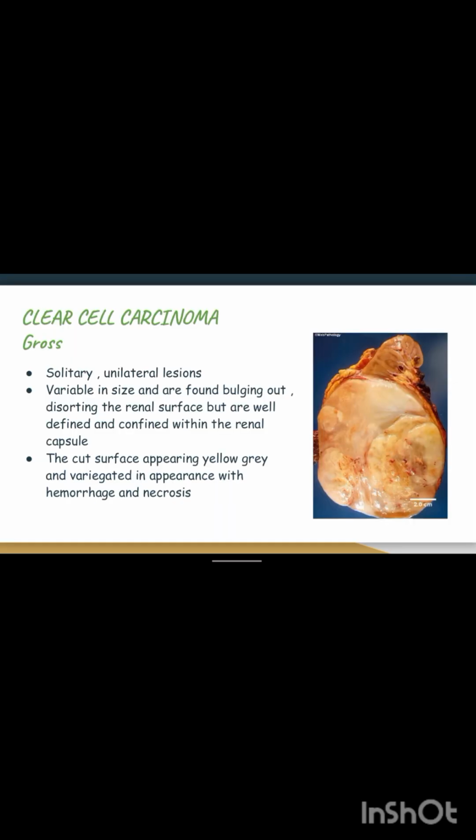Now, first look at the features of clear cell carcinoma. Let's see the gross. The gross features are that they are solitary, unilateral lesions. Variable in size, they are found bulging out and distorting the renal surface, but are well defined and confined within the renal capsule. The cut surface appears yellow-gray and variegated with hemorrhage and necrosis. You can see this is the cut surface with the yellow appearance and a little hemorrhage and necrosis.